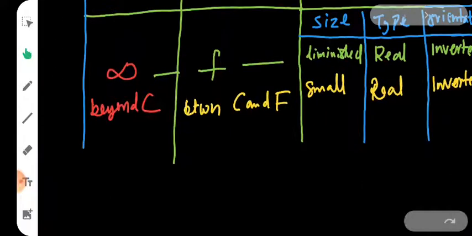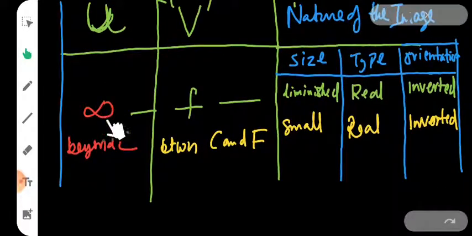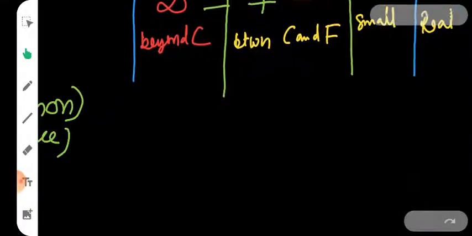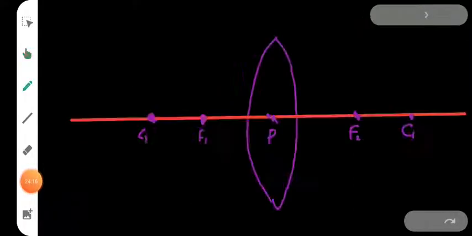So let me go ahead and tabulate it. You had placed the object beyond C, and now the image formed is between C and F on the other side. And what do you have to say about the nature? Small, real, and inverted. The image is small and it is real and it is inverted. Okay, so let me just go on ahead to the next ray diagram.